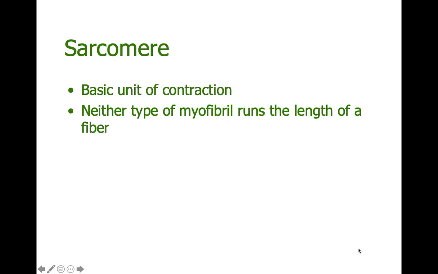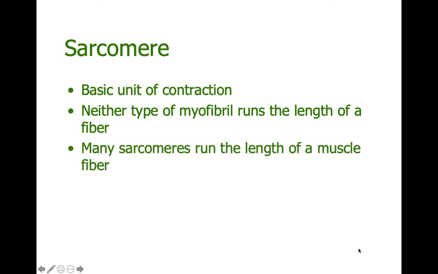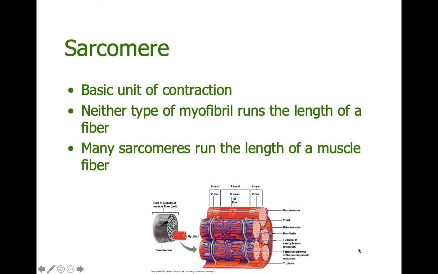Our myofibrils are made of our thick and our thin myofilaments, right? So what we're saying here is neither the actin nor the myosin is long enough to go the whole length of a fiber. Okay, so running the whole length of a fiber, we're going to have many, many sections that we break that down to, and those sections are called sarcomeres. And that's where we're going to find a very specific arrangement of our thick and thin myofilaments.